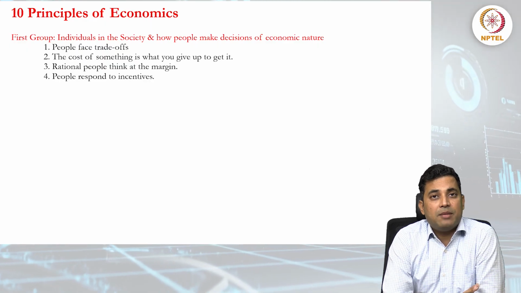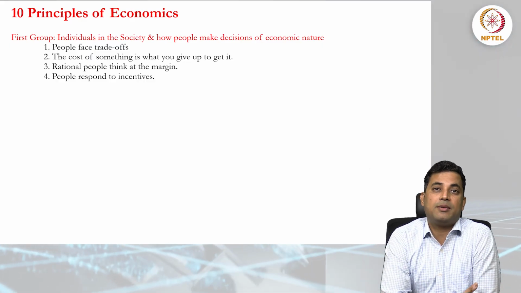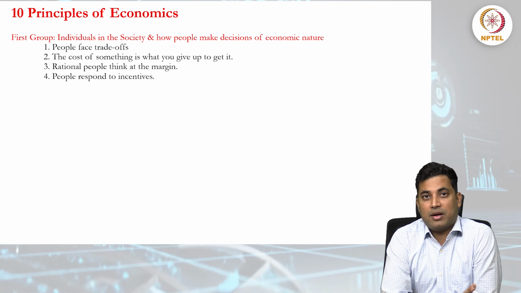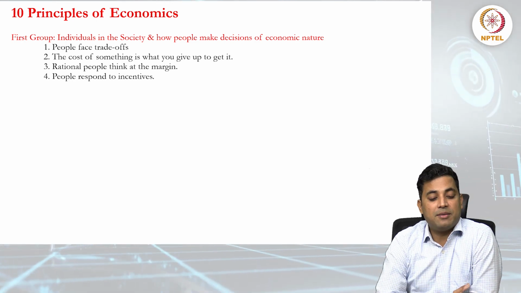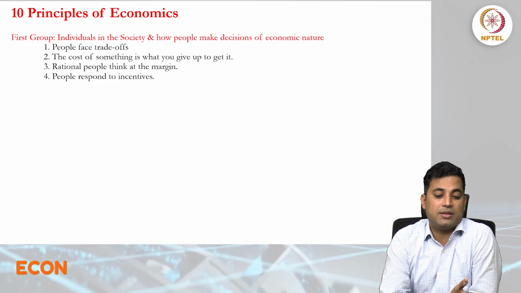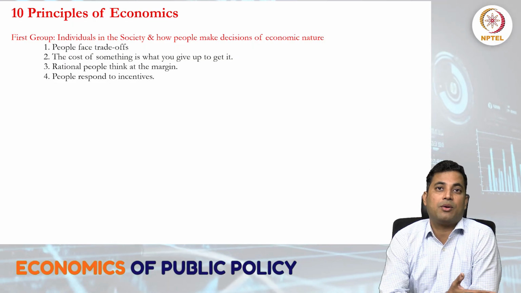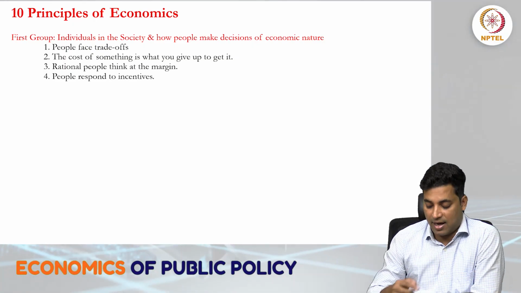The fourth principle talks about how people respond to incentives. So incentives become very important in economic decision making as well as economic outcome. So these are the 4 principles which talk about the behavior of individuals and their decisions on the economic outcomes, and also within the society at large.